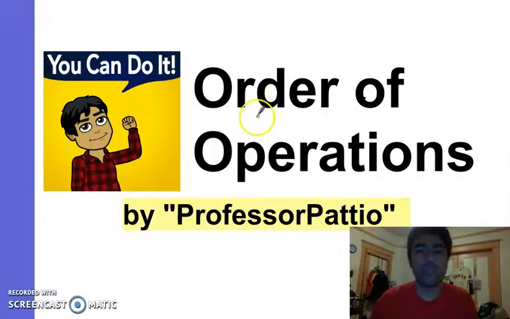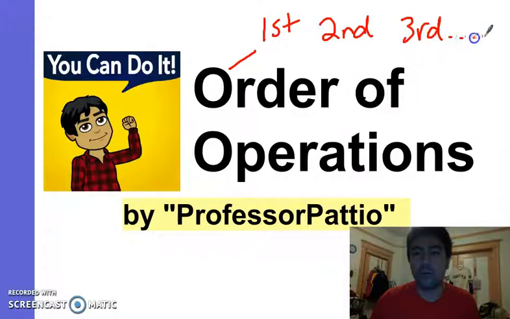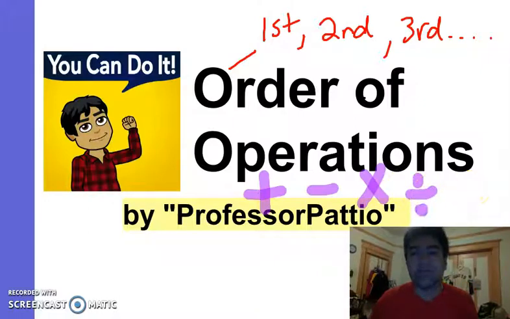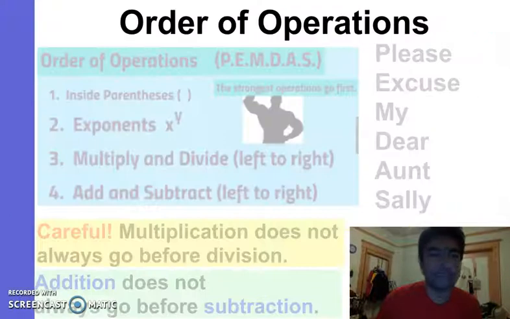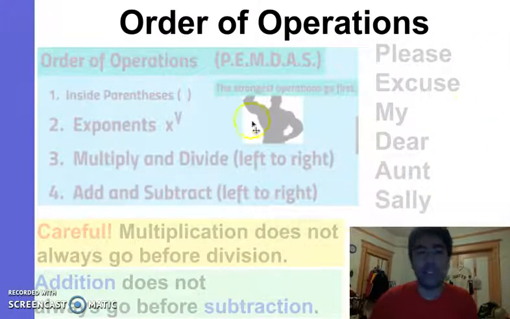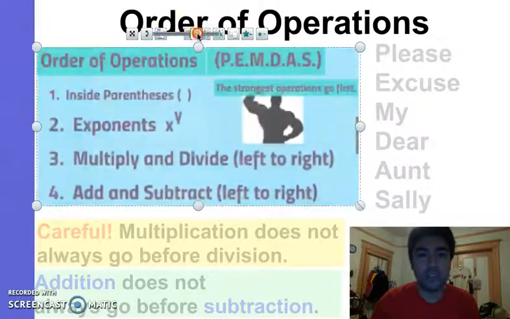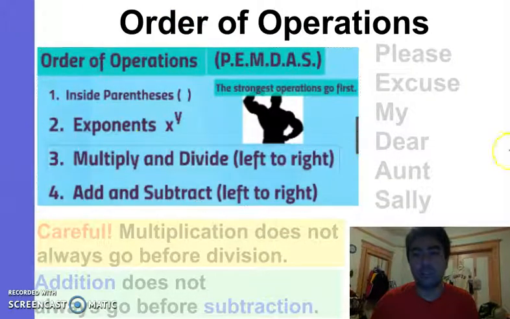Now, when someone tells you order in math, you want to think about what goes first, what goes second, and then what goes third and so on, okay? And when we think of operations in math, we're talking about adding, subtracting, multiplying, and dividing. So we're going to talk about order of operations. The order of operations tells us what we do first, second, third, and fourth.